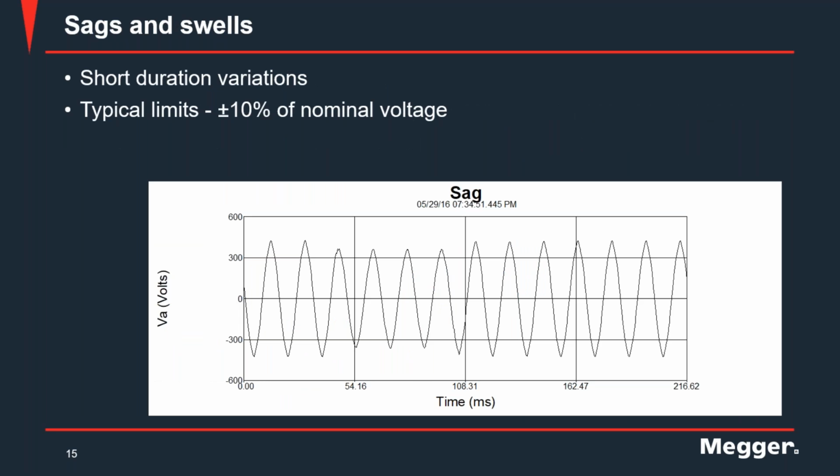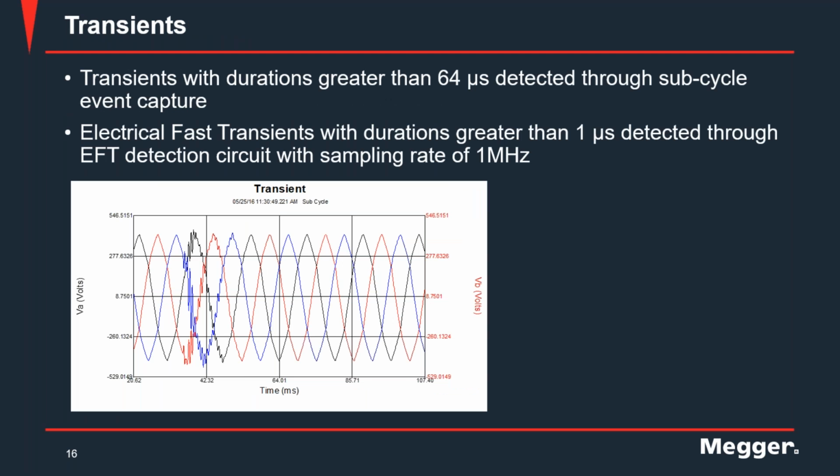Then short duration variations, which are sags and swells, and the typical limits are set at plus or minus 10% of the nominal voltage. Here you have a waveform capture for a sag, which is a decrease in the RMS value of the voltage. Here you can see that for about 4 cycles, the magnitude has dropped. You can detect transients. Transients with durations greater than 64 microseconds are detected through a feature called subcycle event capture. The waveform capture that you see there is an example of one such event.